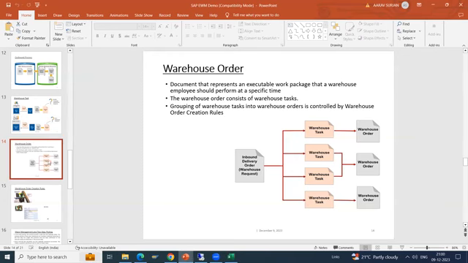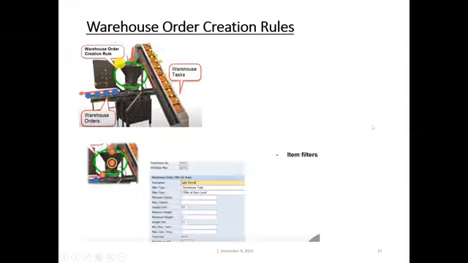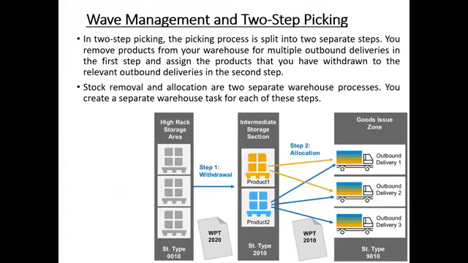These warehouse orders are created based on the warehouse order creation rules, and this will be in the advanced EWM topics. Then wave management is also there, where, say, you have received an order of 100 apples for one customer, and 100 apples for another customer. So the warehouse worker will go into the warehouse and pick all 300 together and then segregate.